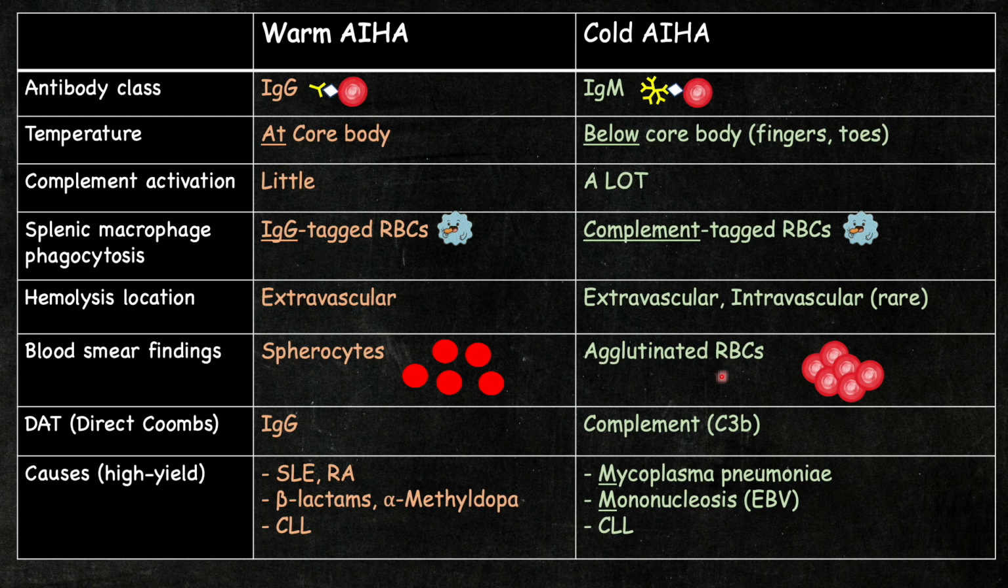The main blood smear finding here is agglutinated red blood cells. That means the red blood cells are clumped to each other, and that's because IgM is a pentamer, so when it bound those red blood cells, it caused them to clump up with each other. So this is going to be the main blood smear finding, less likely to see spherocytes here.